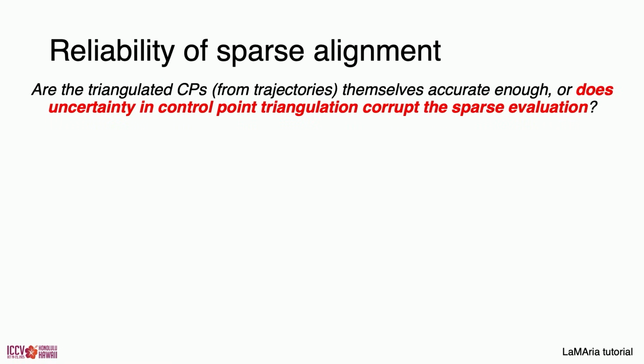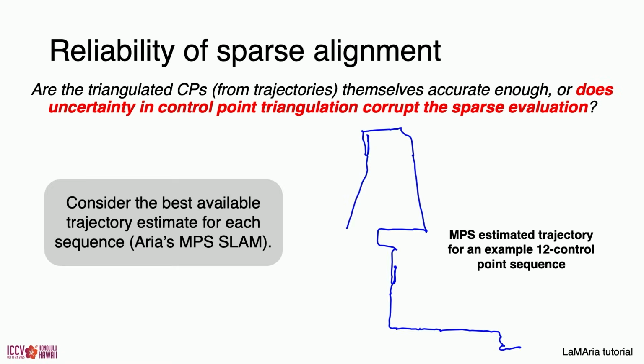Another very important experiment which we also include in the paper, which I would also like to discuss now, is how reliable is this sparse alignment. So the main question that we pose is, since we're triangulating these control points from the trajectories that are estimated, are these triangulated control points themselves accurate enough, or does the uncertainty in the control point triangulation corrupt the sparse evaluation? To validate our sparse alignment, we consider the best available trajectory estimate of each sequence.